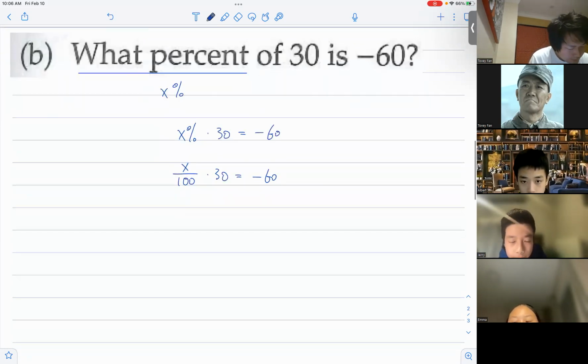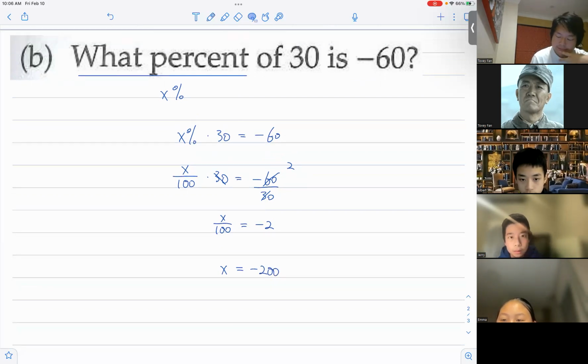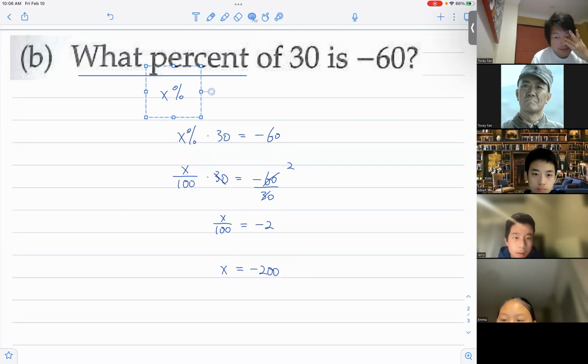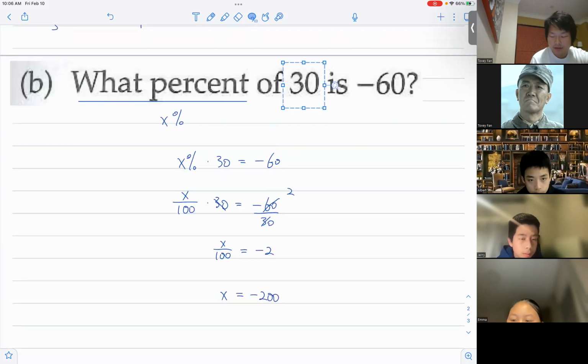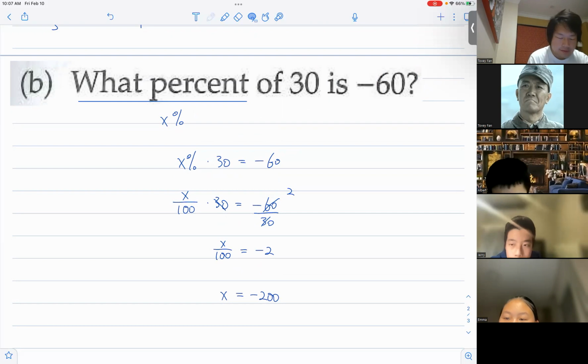Solve for x. We can divide 30 on both sides. Good. Very nice. It'll be x over 100 equals -2. Yes. Now we can multiply both sides by 100, so x equals -200. Exactly. So x is -200, so the answer is -200%, right? It should make sense because to go from 30 to 60, you're just doubling, right? So it's 200%, but there's a negative, so -200%. Yes. Okay, good, very nice.